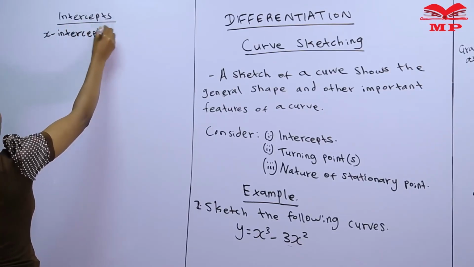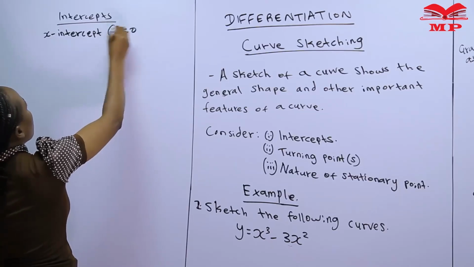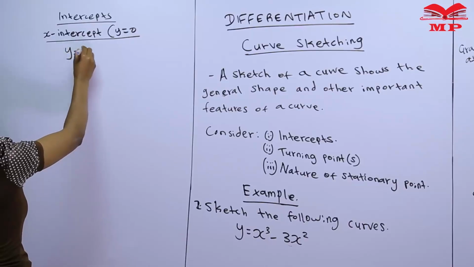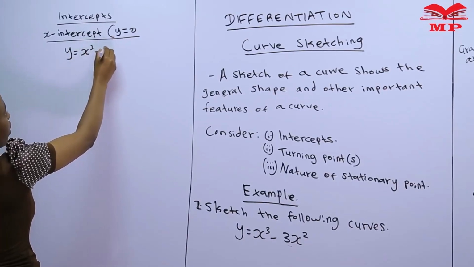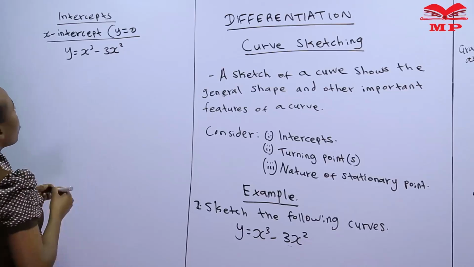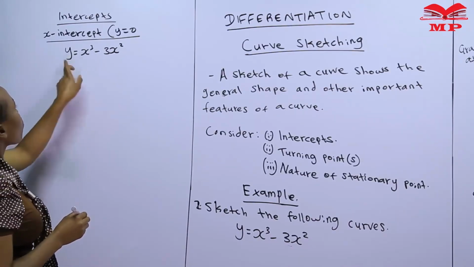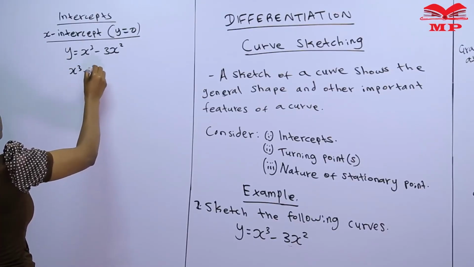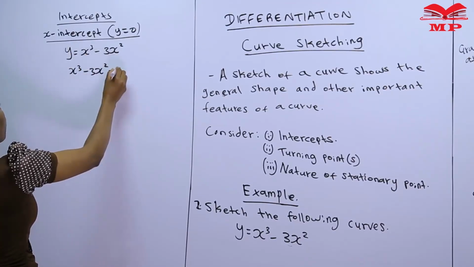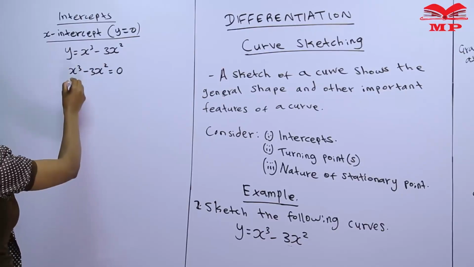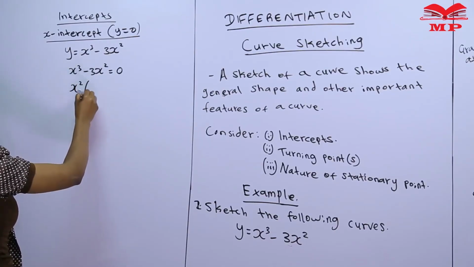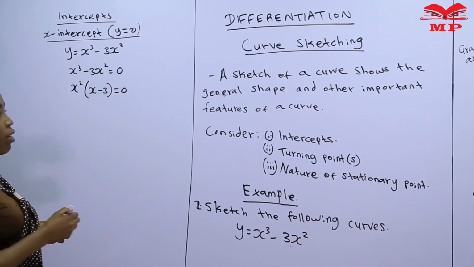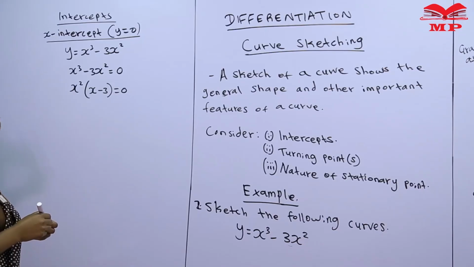For the x-intercept, we have seen that at this point y is equal to 0. So we come and say our equation y is equal to x cubed minus 3x squared. We equate this equation to 0 because y is 0. So we have x cubed minus 3x squared equal to 0. Then we can factor out the common factor, that is x squared. We have x squared times x minus 3 equal to 0.